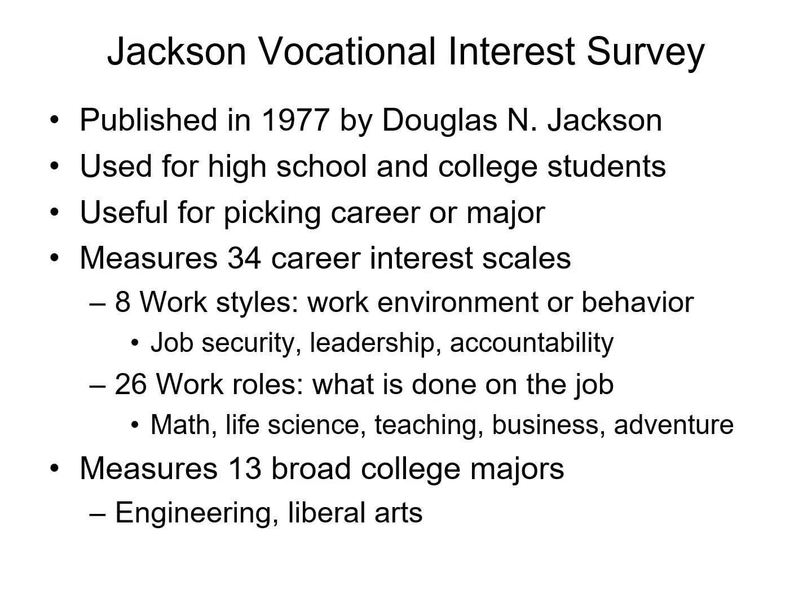The next one is the Jackson Vocational Interest Survey, published first in 1977 by Douglas N. Jackson. It's used for high school and college students, and it's specifically designed to help pick a career or major. So there's a lot more information in here about not just what career you'd be good for, but what major would get you to that career. So it measures 34 career interests, 8 work styles, work environment, or behavior.